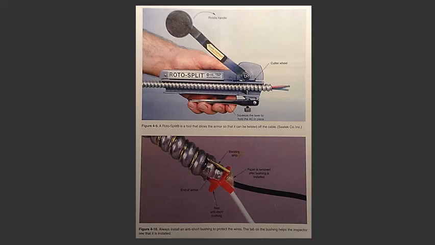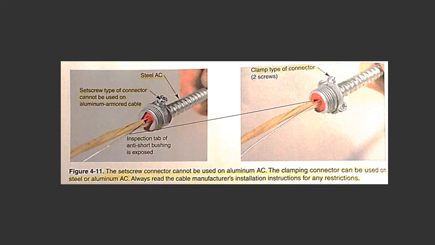Add the connector and tighten the set screw or the clamp. The set screw type of connector cannot be used on aluminum AC or armored cable. See figure 4-11.